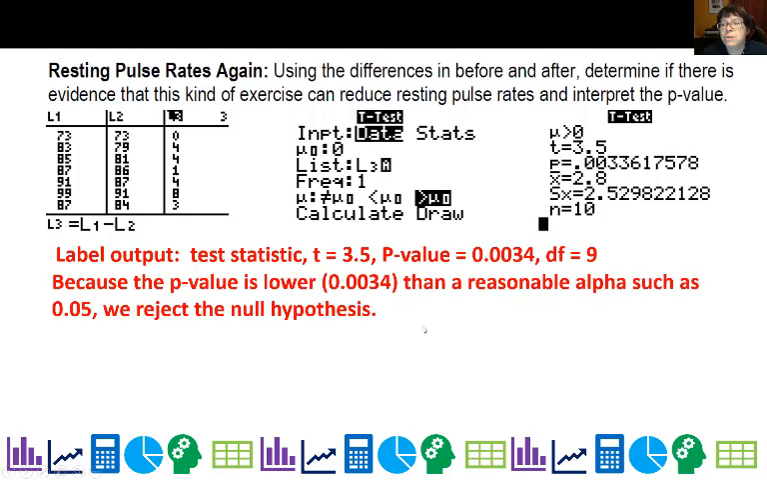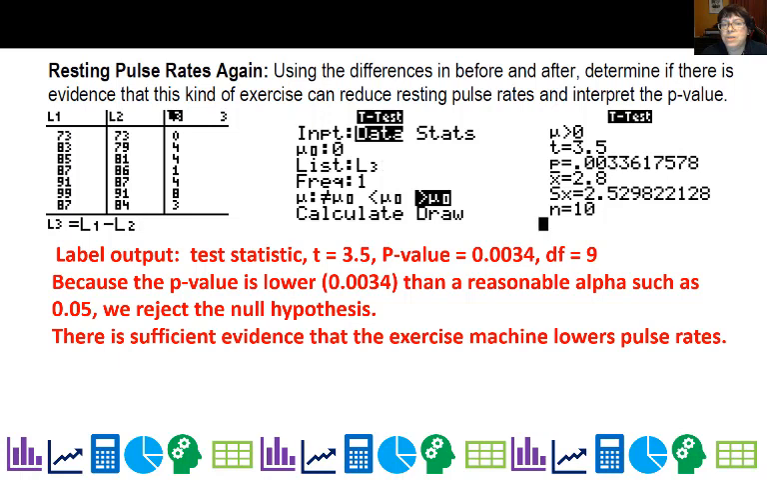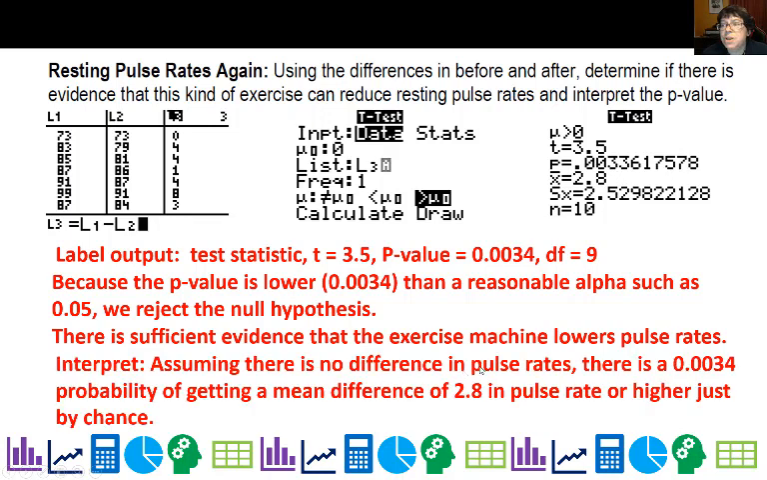Because the p-value is lower than a reasonable alpha such as 0.05, we reject the null hypothesis. All right? There's sufficient evidence that the exercise machine lowers pulse rates. Now, I also ask you to interpret this p-value. What does 0.003 mean? Well, assuming there's no difference in pulse rates, assuming that the null was true, there's this probability of getting this mean difference of 2.8 in pulse rate or higher just by chance.